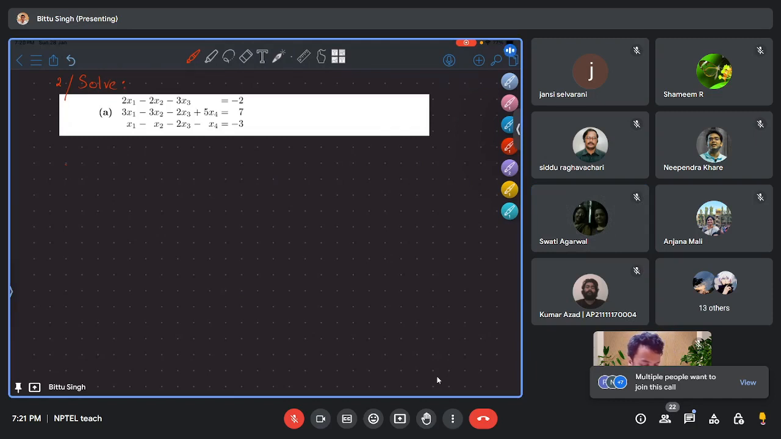So we can write this system in this way. The system can be written as A times x equal to some b.